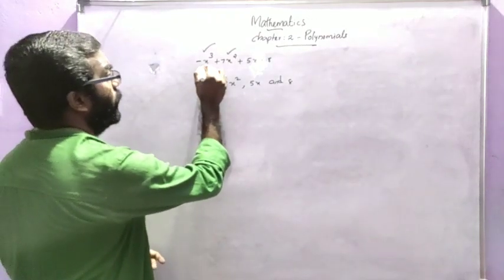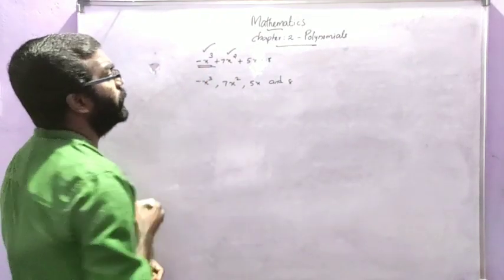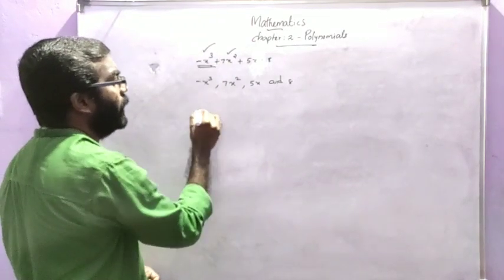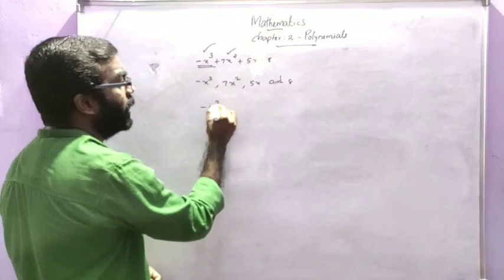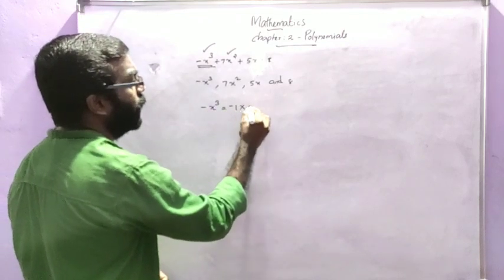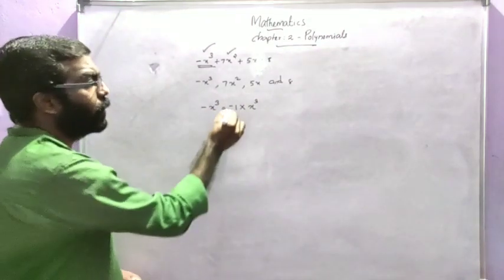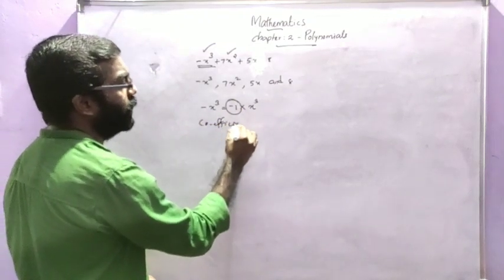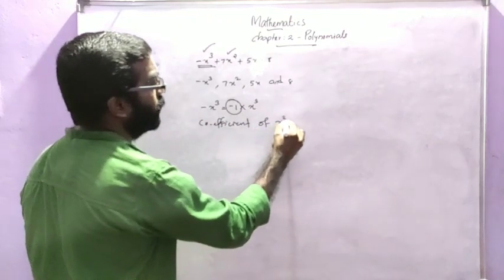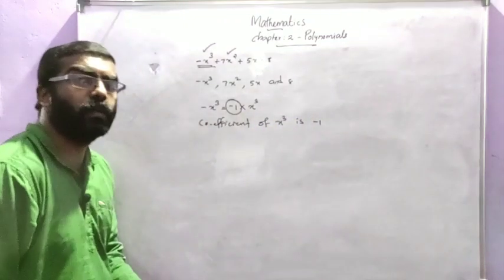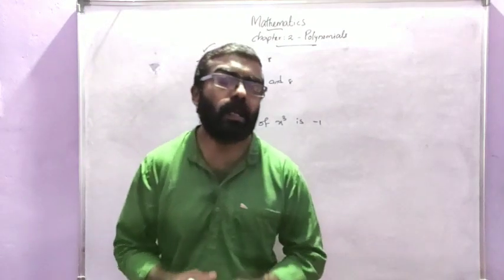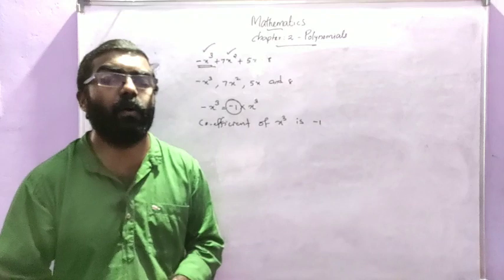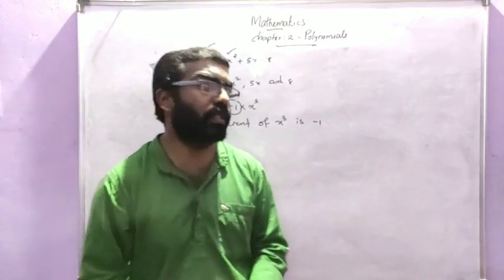Look at the first term. Here minus x cube is the first term, and what is the coefficient of minus x cube? It is minus 1. Minus x cube means minus 1 into x cube. So the coefficient of x cube is minus 1. The coefficient means the constant which is multiplied together with the variable. That is what is called a coefficient.